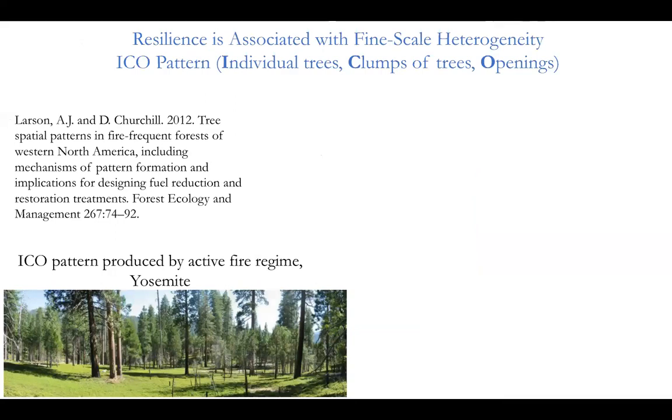One of the guiding principles for restoration in dry mixed conifer forests across the Western United States has been a really increasing recognition that resilience is associated with fine-scale heterogeneity. So within-stand, sub-hectare variability in tree density and clumps and gaps. A common term for this is the ICO, or individual trees, clumps of trees, and openings pattern. That was first introduced by Larson and Churchill. And there's lots of good examples from restored forests, including the photo in the lower left from the Illilouette Creek Basin in Yosemite National Park, that shows what this pattern looks like in a mature forest.